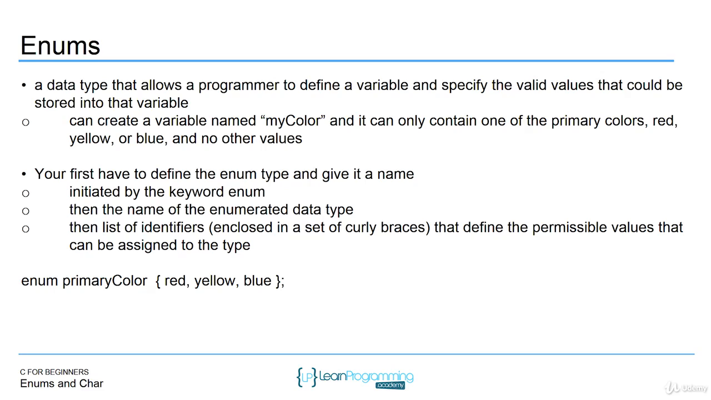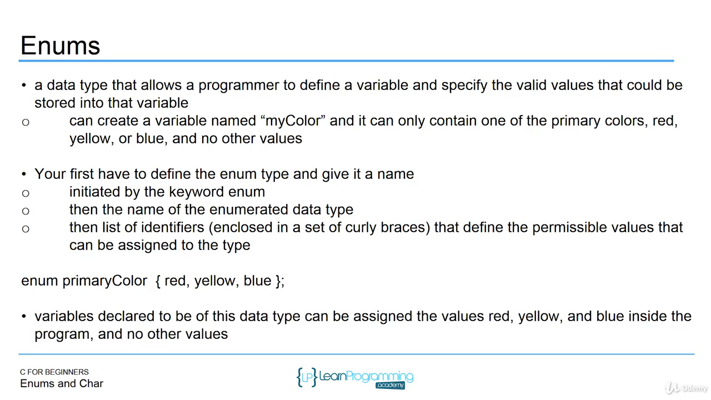So this is just how we define it. We first have to define the enum. We then have to use it. Again, definition is just saying this is what it is. So what we're saying here is we have a primaryColor, and what it can be is red, yellow, and blue. So variables that are declared to be primaryColor type can only be assigned the values red, yellow, and blue inside the program. No other values will work. So again, the first step is defining it. The second step is using it.